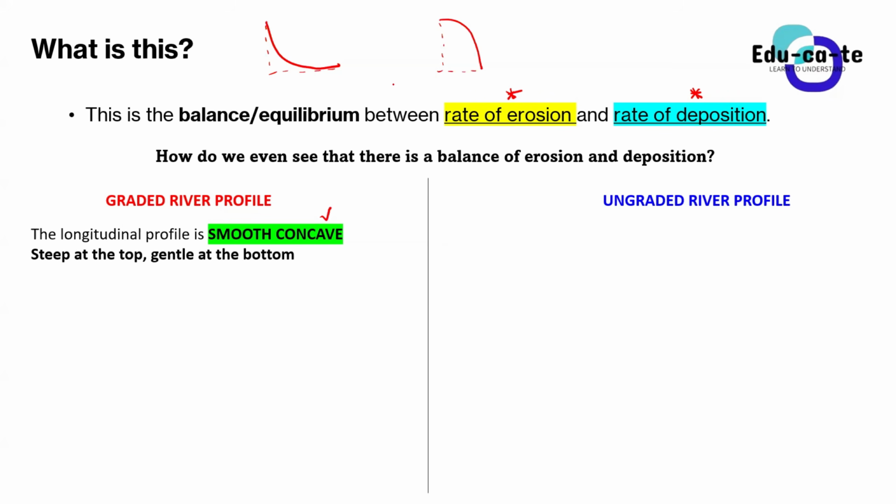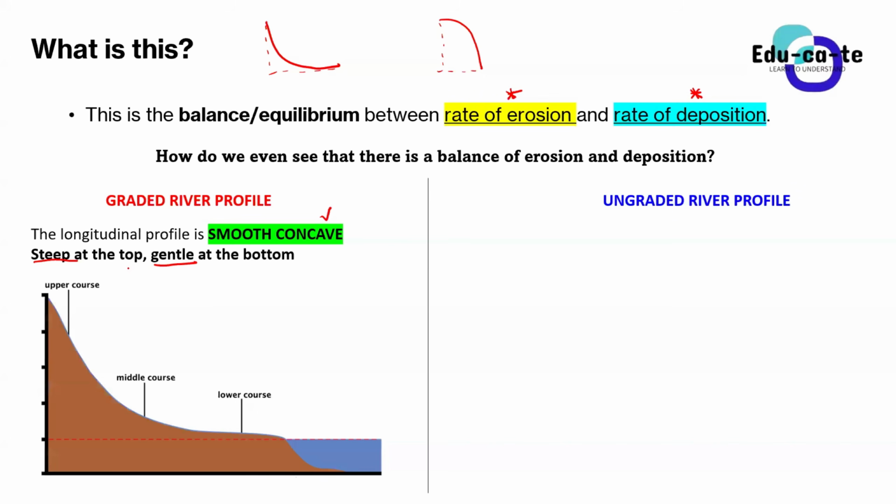So when we are referring to a graded river profile, a river profile which has a balance of erosion and deposition, it has a smooth concave slope. It is steep at the top, and then it is gentle at the bottom. When we view that profile, it looks like this. It is a smooth profile. If we just trace it, you can see that on top here, it is steep. The gradient here on the top is steep.